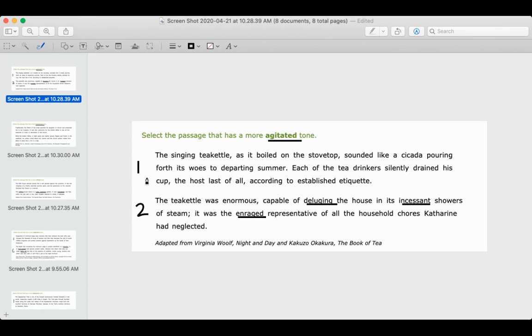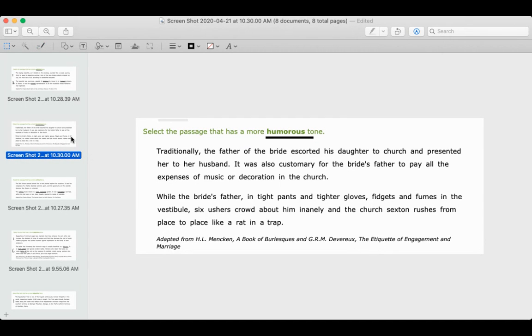And when you look at these two examples between 1 and 2, number 2 has some words that I've underlined to show that this is the agitated tone. Okay, there are negative words like deluging the house, the incessant showers, they never stop. It was enraged, angry. Okay, so all those things are word choices or diction that show an agitated tone.